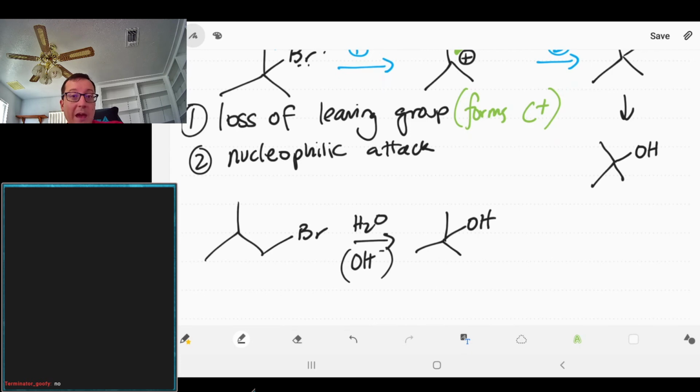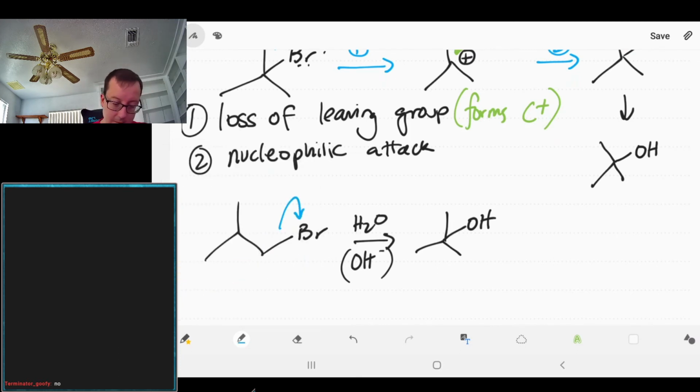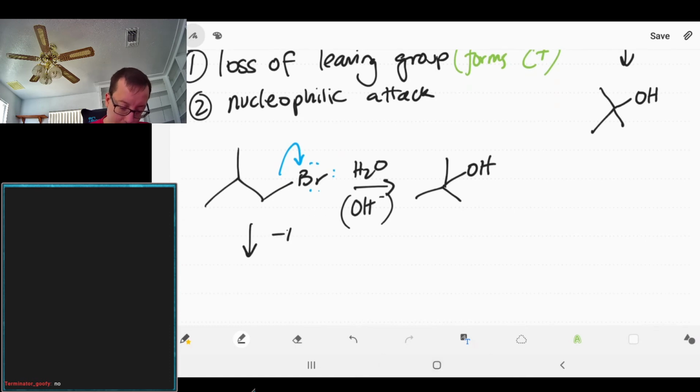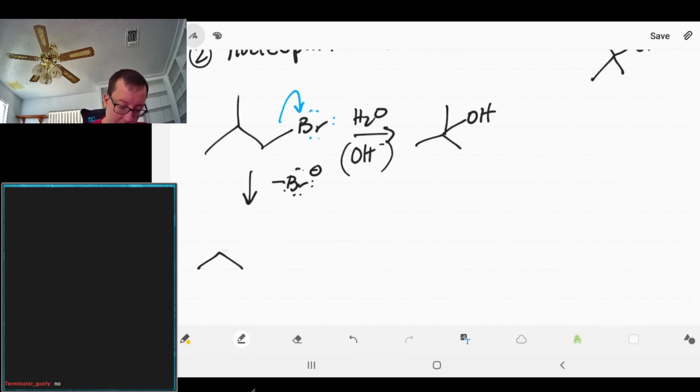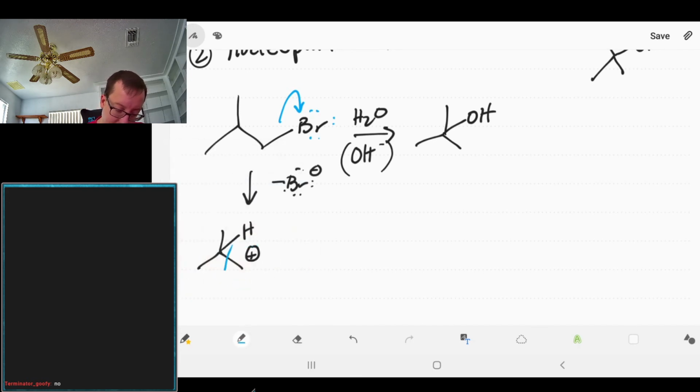Remember, carbocations are unstable. They will migrate. So if we look at the mechanism for this, first step, we lose our leaving group. It goes away. So we get rid of our bromine. So we now have a primary carbocation. Not a good thing.